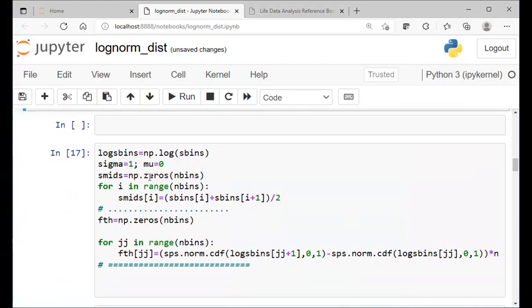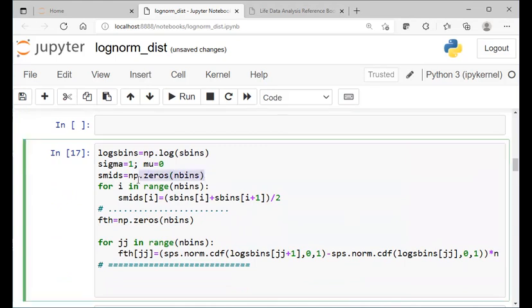So sigma, mu, and the mid values of the intervals have been defined here. The mid values were initialized as 0, and for every class, the mid values have been computed as the average of the lower limit and the upper limit. Then the theoretical frequencies have been initialized to 0. We have to have the theoretical frequencies for the number of bins, right?